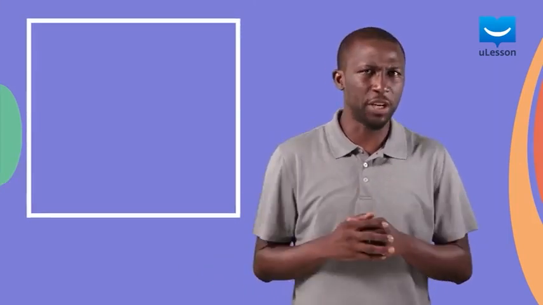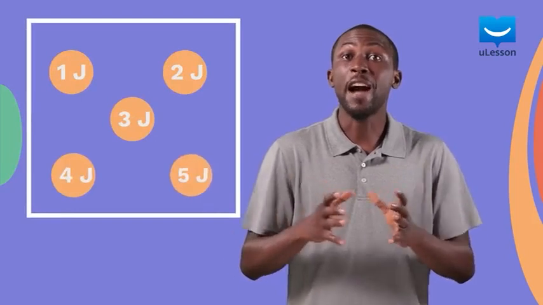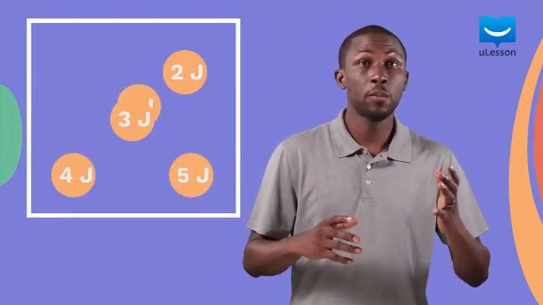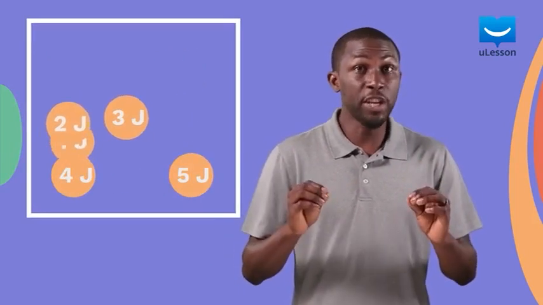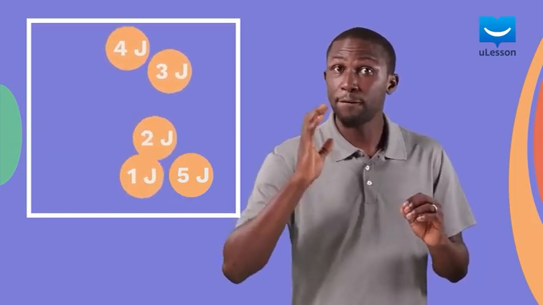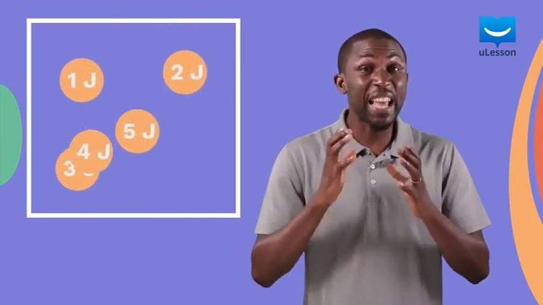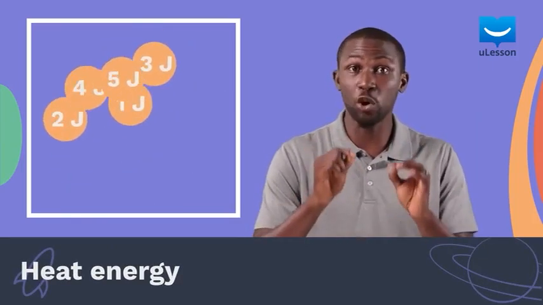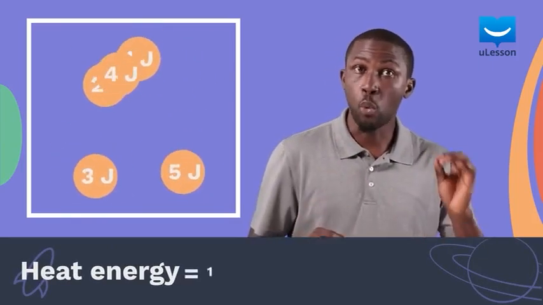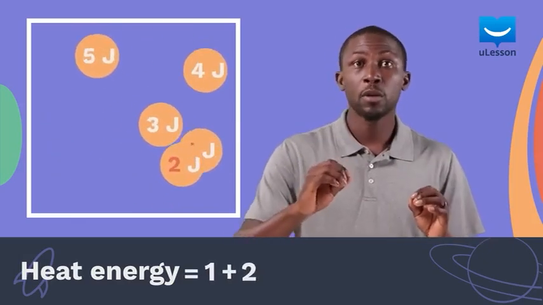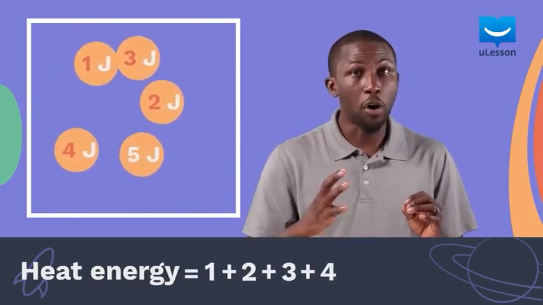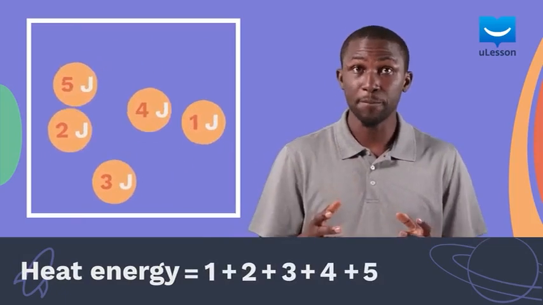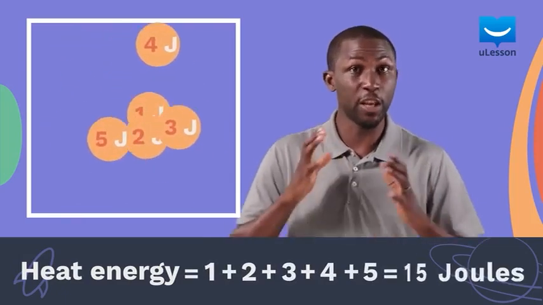Let us illustrate. Assuming, say, we have an object and there are 5 molecules in the object. And let's say these molecules have kinetic energies of 1 joule, 2 joules, 3 joules, 4 joules, and 5 joules. The heat energy of this object, which we earlier said is the total kinetic energy of these molecules, will be what? 1 plus 2 plus 3 plus 4 plus 5 joules, right? This is going to give us a total of 15 joules.